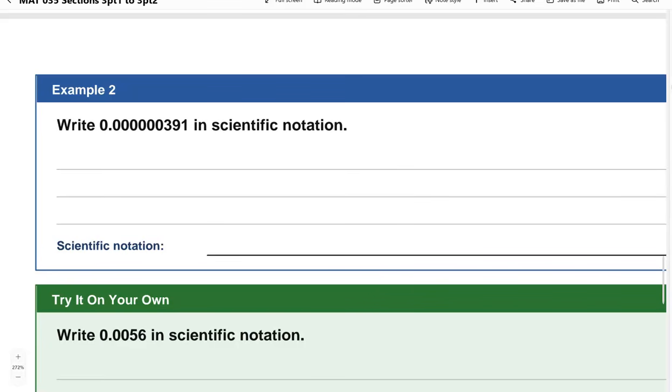The next one, we have 1, 2, 3, 4, 5, 6 zeros. So point and then 6 zeros, 3, 9, 1. We're going to do the same thing. The decimal is over here on the left. 1, 2, 3, 4, 5, 6. We're moving 7 times. So it's going to be 3.91 times 10 to the negative 7.